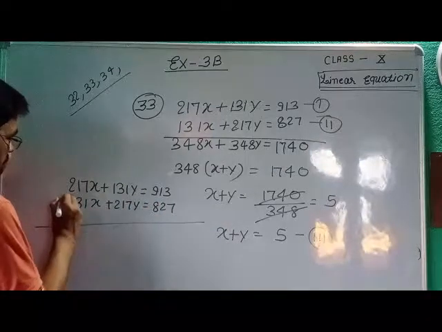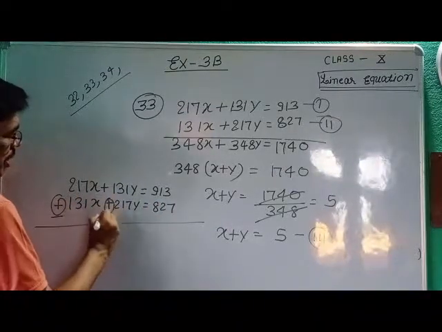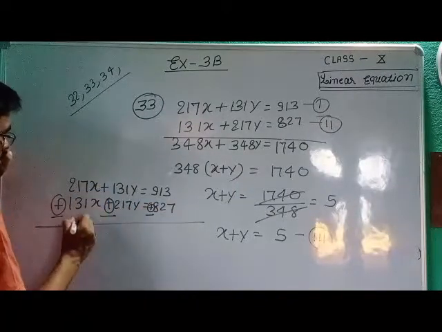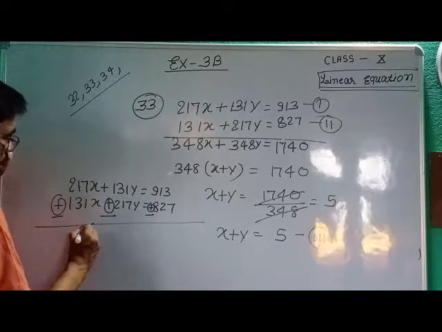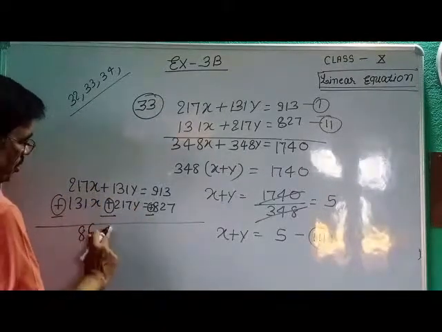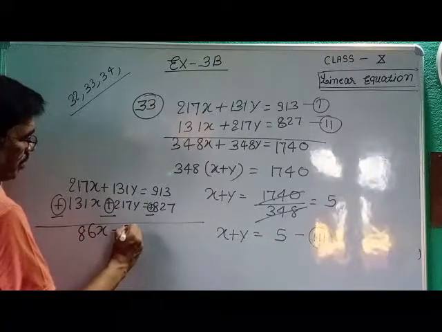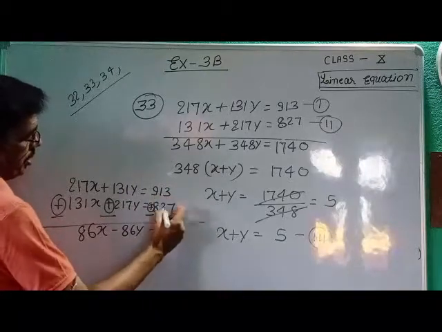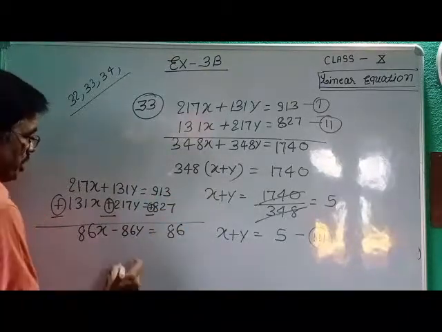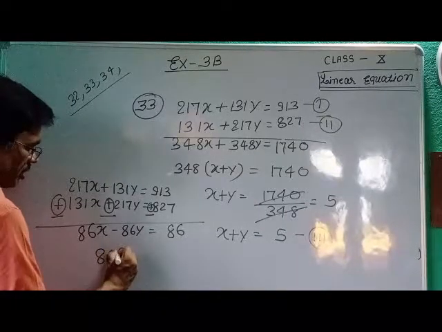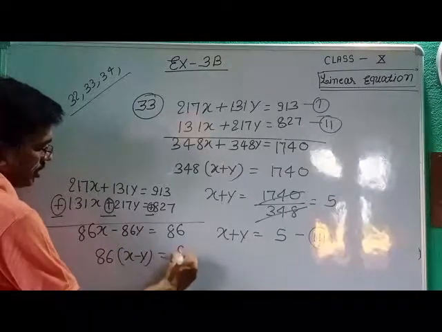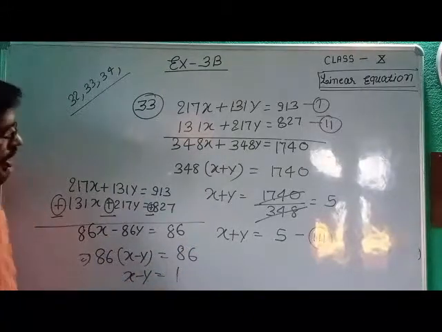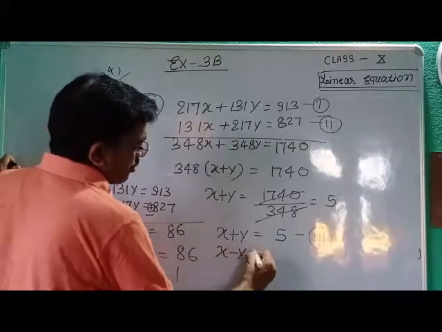Now subtract one from the other. Here plus, then minus, here plus, then minus, here plus, then minus. You get 7 minus 1, 6, 11 minus 3, 8, minus 86x, minus also 86y, and here is 6 and 8, here is also 86. So take common 86, then x minus y is equal to 86. So x minus y is equal to 1. Now write here x minus y is equal to 1.